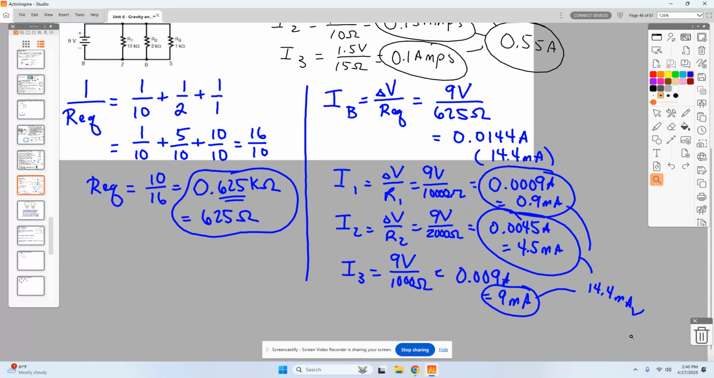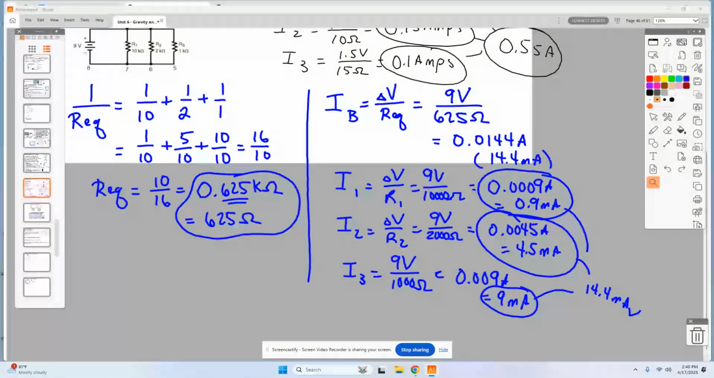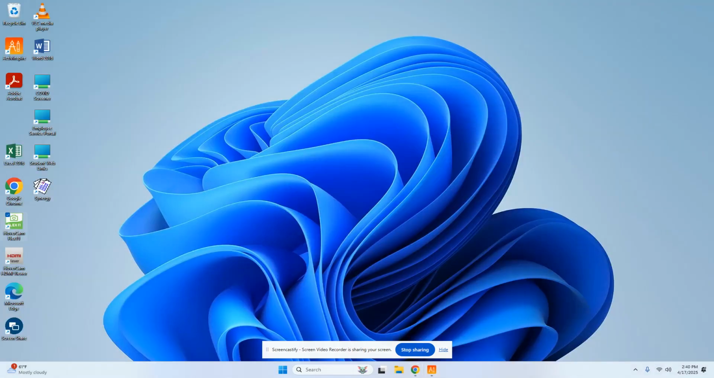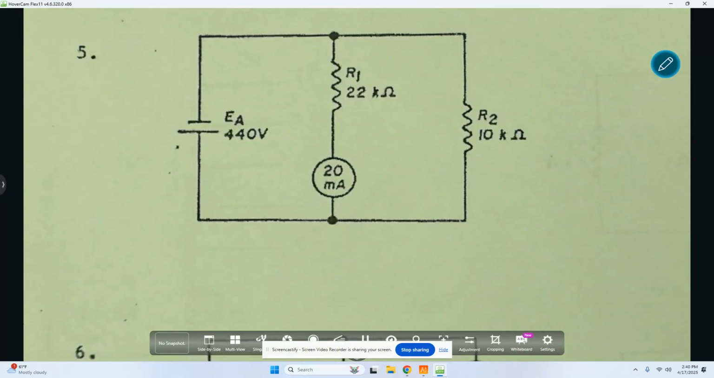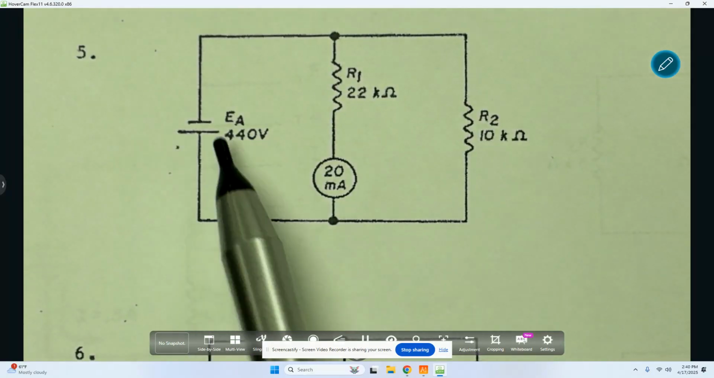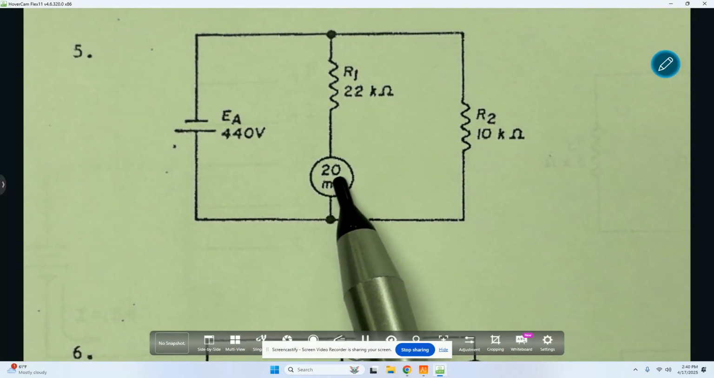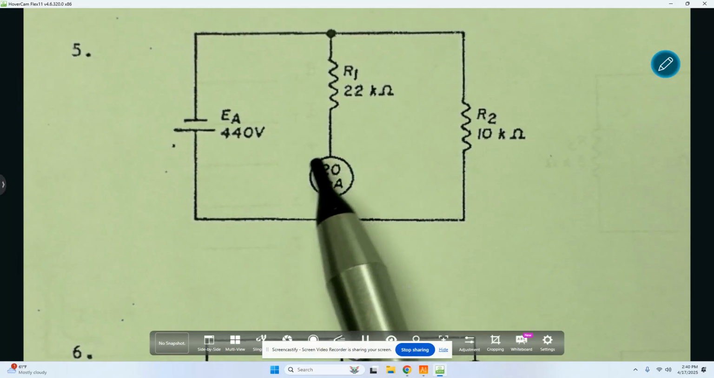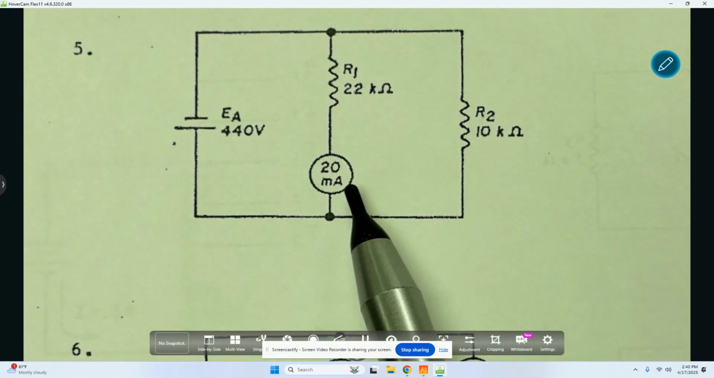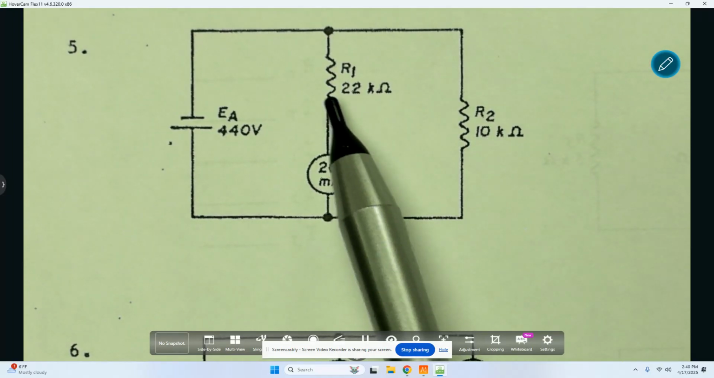The confusing question was this one here. Number 5 is one of the problems that I'm going to have you do. It's a 440 volt battery of some sort. That is an ammeter. What that means is they've put a device in this circuit that measures the current flowing through that particular branch, which is 20 milliamps. That means it's 0.020 amperes flowing through that.